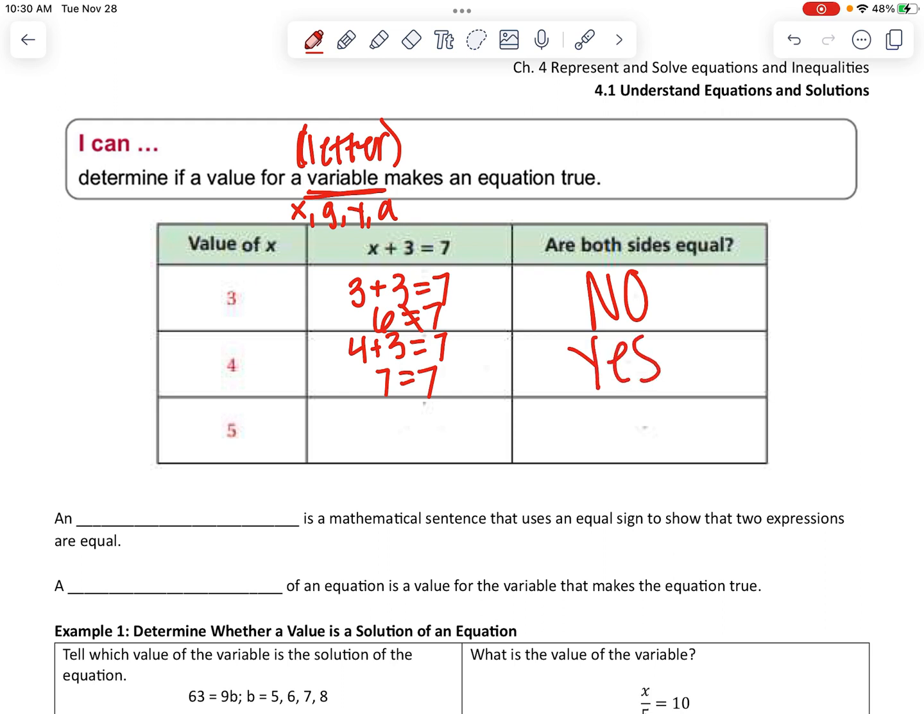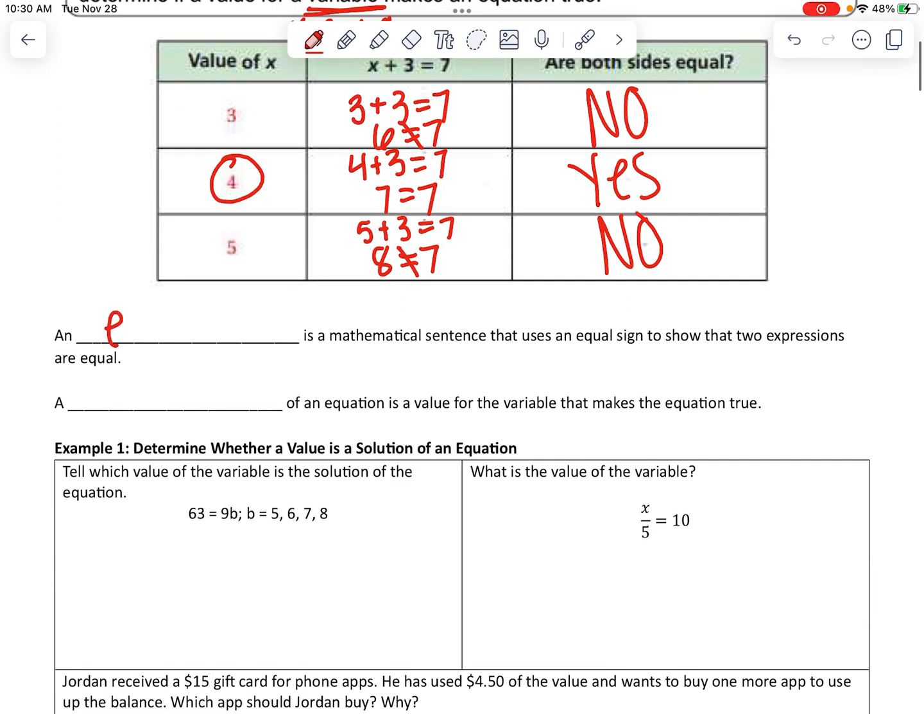For the last one, we have the value of X is 5. So we would get 5 plus 3 equals 7. 5 plus 3 is 8, and 8 does not equal 7, so we draw our line and we say no. Both of the sides are not equal, so that means 4 has to be the value of X. It can't be any other number on here. It can't be 3 or 5. So that's what we're doing today. We're trying to figure out the value of X, or the value of our variable.